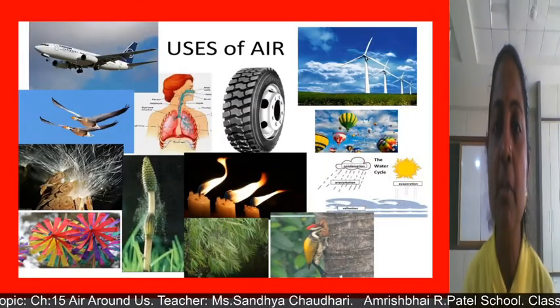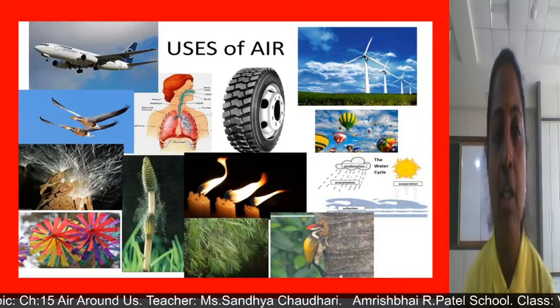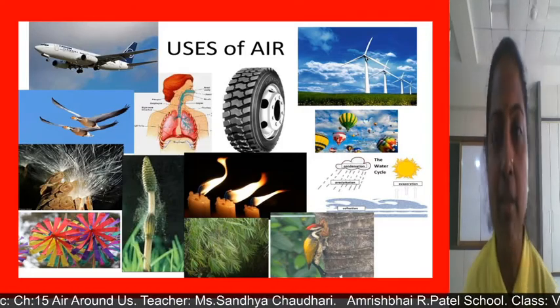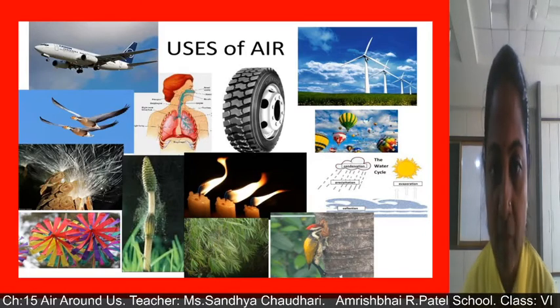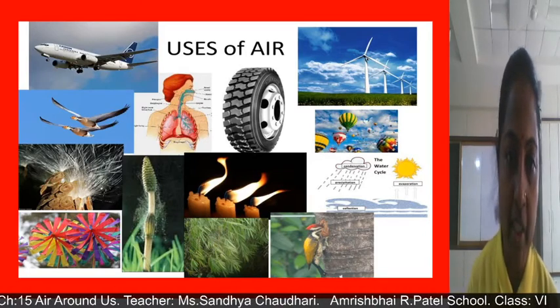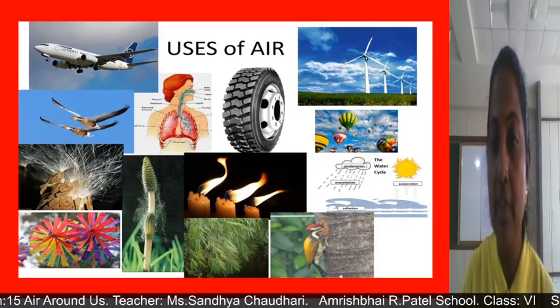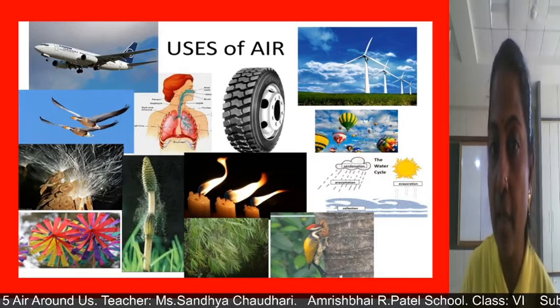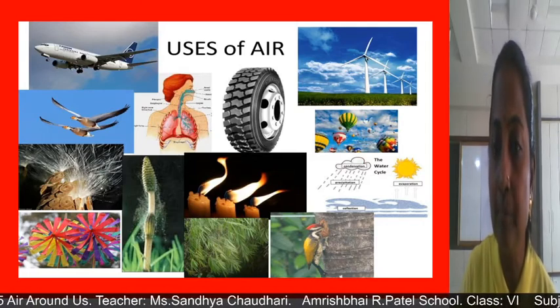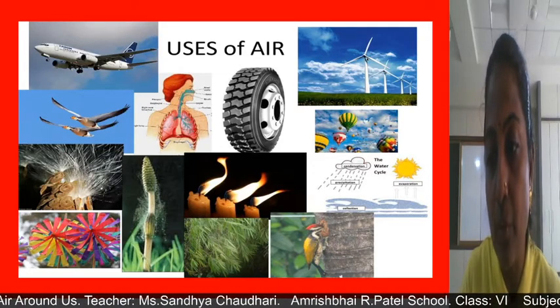As you can see in the picture, many uses of air are there. We have already seen many uses. Birds are flying, aeroplane, then we have seen windmill, balloon. Many activities are possible because of air. Dispersal of seeds is also taking place through air. You can see tires are also there. You can see the water cycle. So many uses of air are there in our day-to-day life.